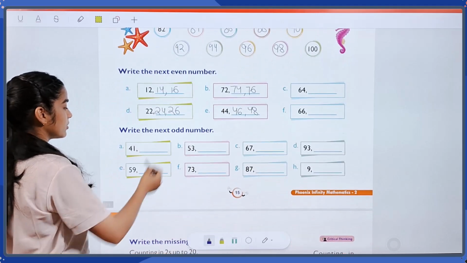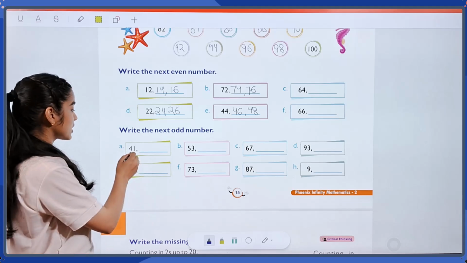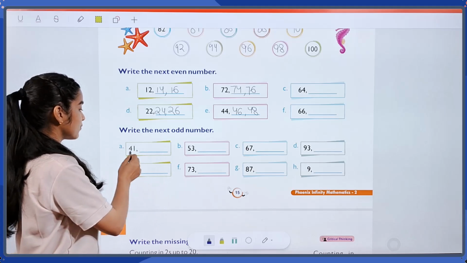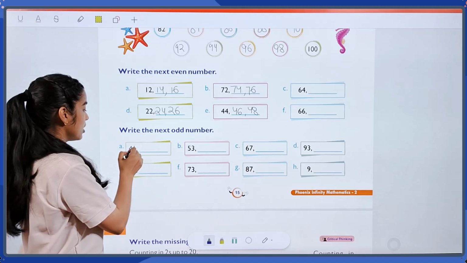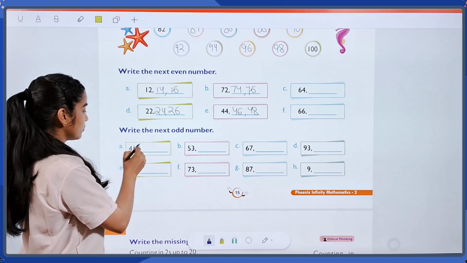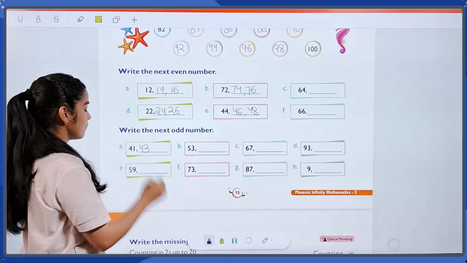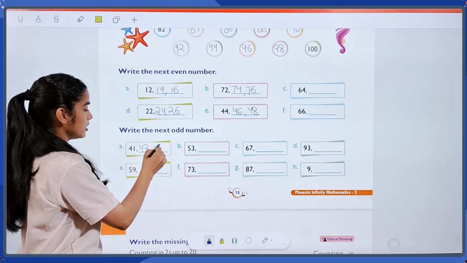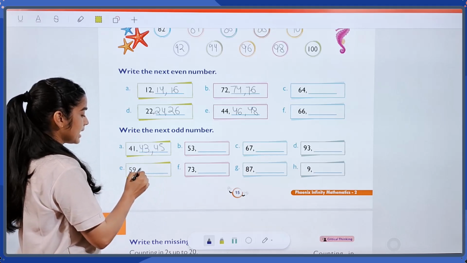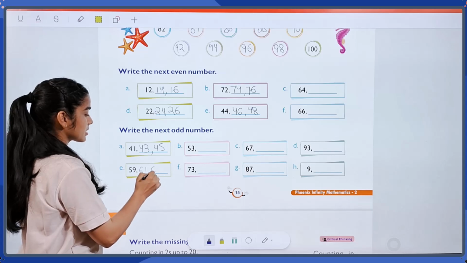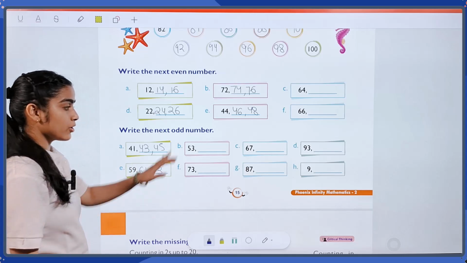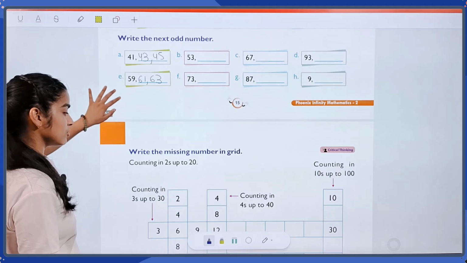Now write the next odd number. Same case here. You have to skip the number that comes right after 41 and choose the next number. After 41 we have 42. So what do we select? We write 43 and 45. 59 and 61 and 63. In the same way, you can do the rest of the questions.